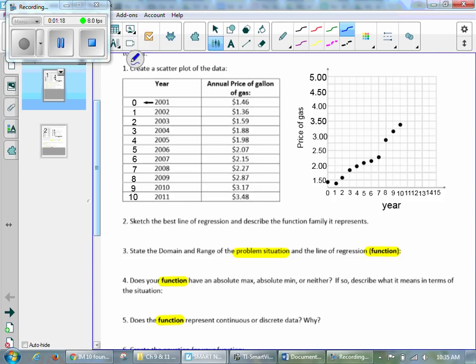So it says, sketch the best line of regression for number 2 and describe the family. The line of regression is actually exponential. So I'm going to draw the line of regression on the graph and name the function family. The function family is the exponential.